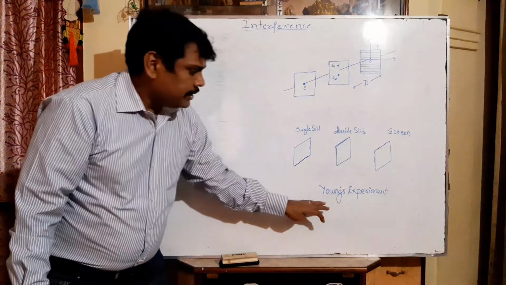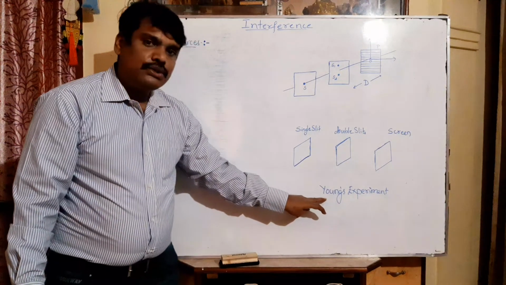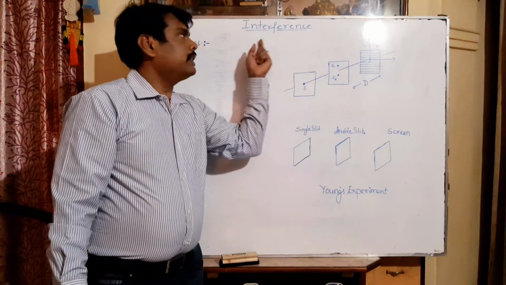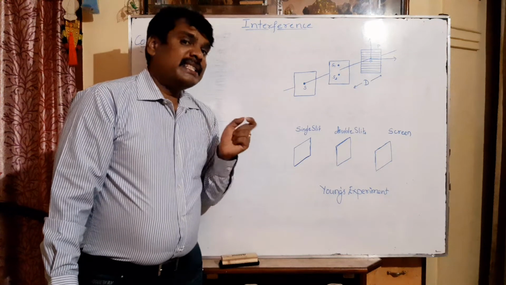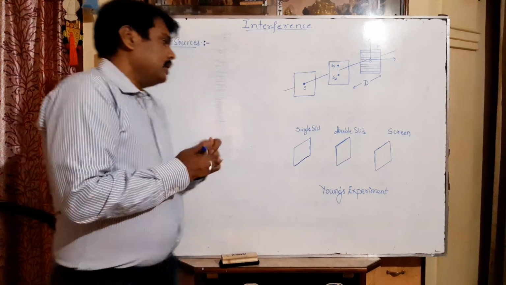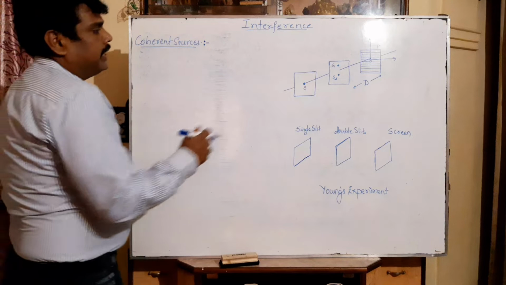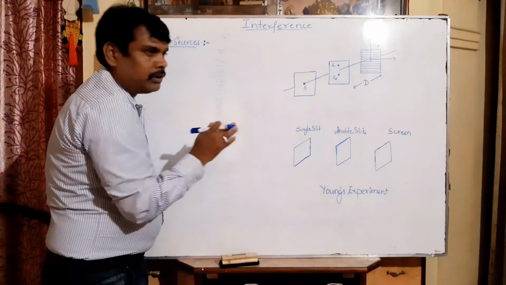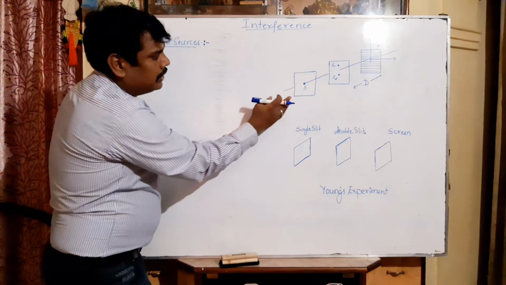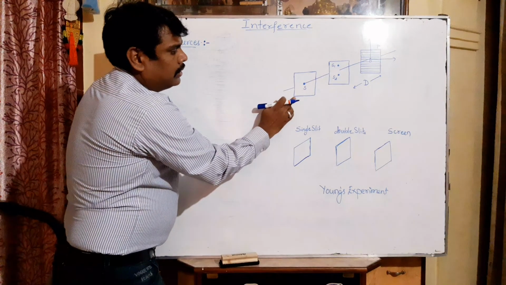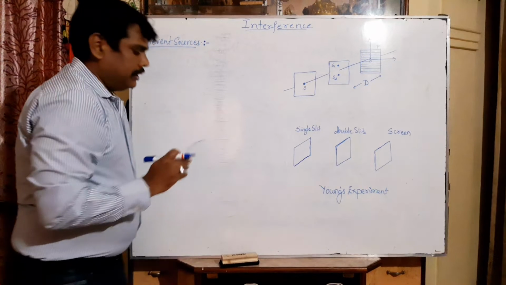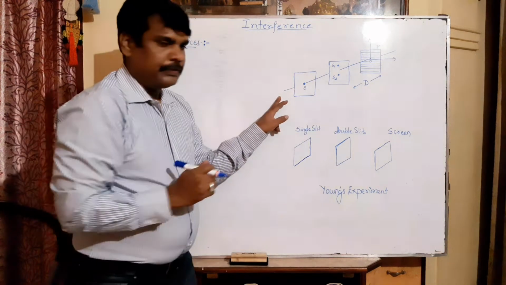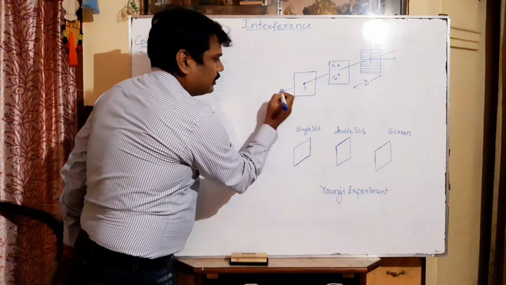Young is a famous scientist who experimentally demonstrated how the interference pattern can be obtained. That's why Young made an experimental arrangement. This is the experimental arrangement, as shown in the diagram. In Young's experiment, in the initial stage, he took sunlight as a source. This is sunlight.